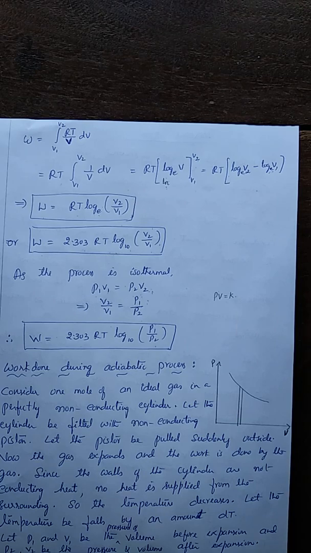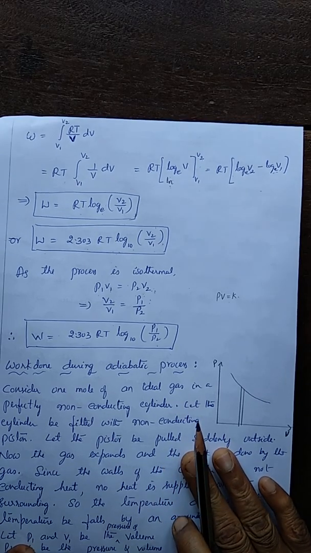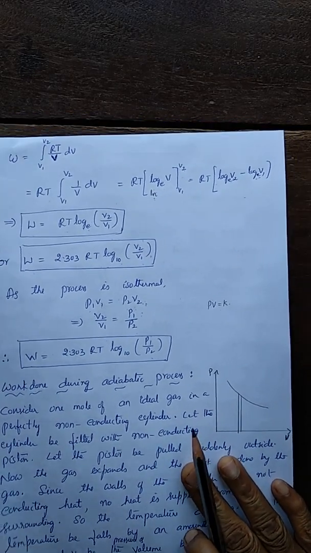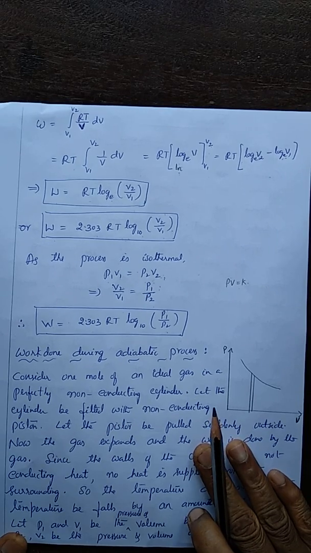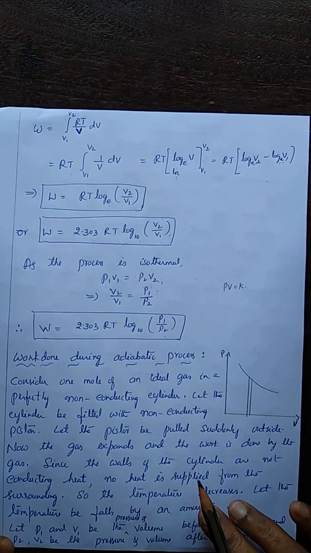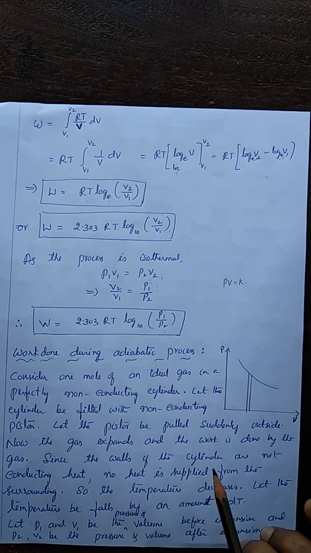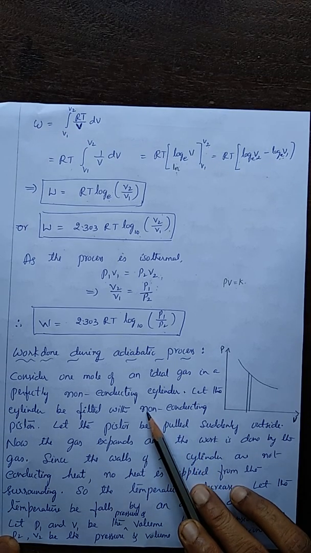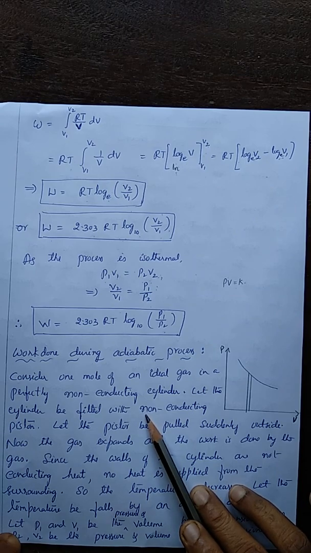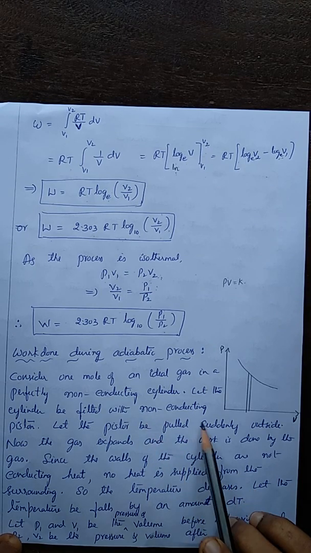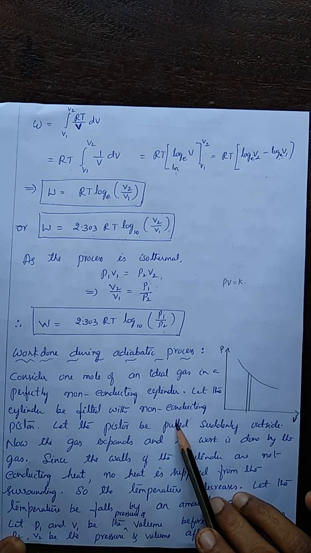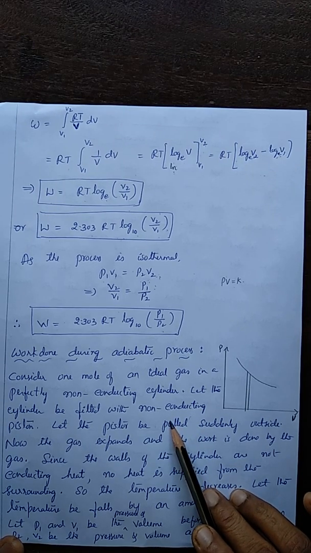Again here, consider 1 mole of an ideal gas in a cylinder. But here the walls of the cylinder are perfect insulators. They do not conduct heat. The walls are non-conducting, perfect non-conductors of heat. The cylinder is fitted with a piston, which is also a non-conducting one. So, here there is no contact or communication between the system and the surrounding.